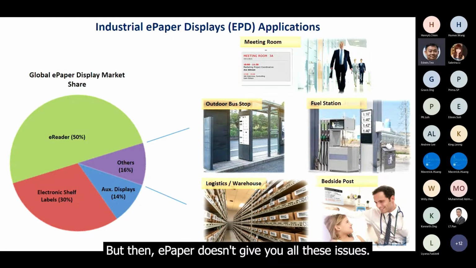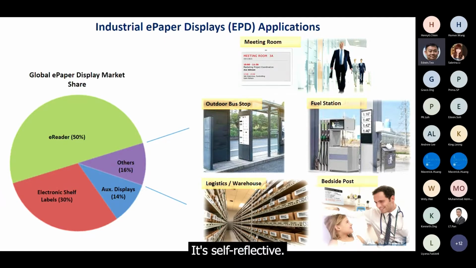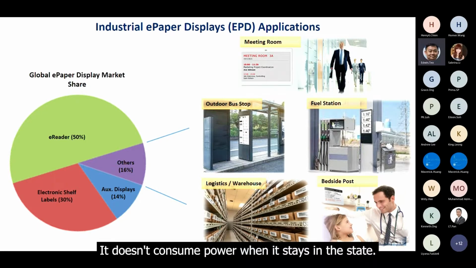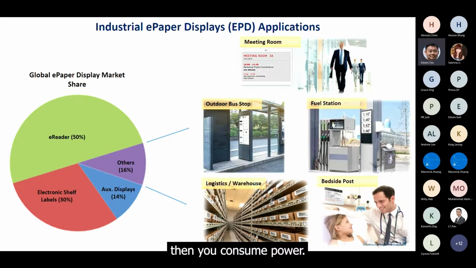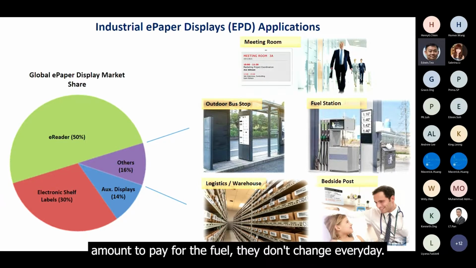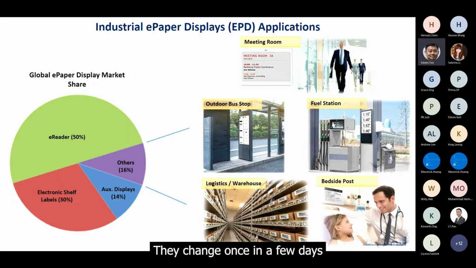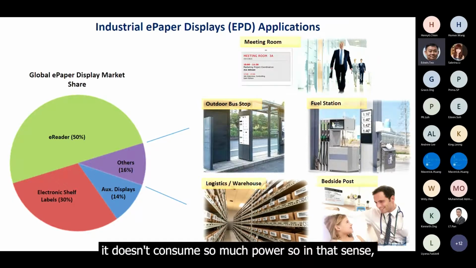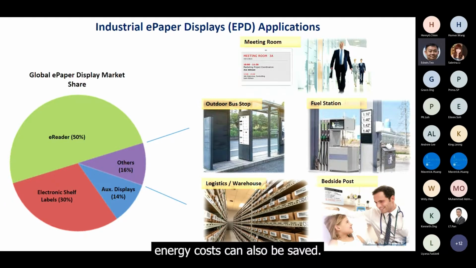But e-paper doesn't give you all these issues. It's self-reflective. So under sunlight, you can see. It doesn't consume power when it stays in the state, unless you want to refresh the screen, then it consumes power. So in a way, it's very low power. So this is the most ideal when it comes to bus stop signages or even fuel station, where you can check the amount to pay for the fuel. Normally this kind of amount to pay for the fuel doesn't change every day. They change once every few days. So e-paper is a very, very useful display, and it doesn't consume so much power. So in the sense, energy cost you also save.